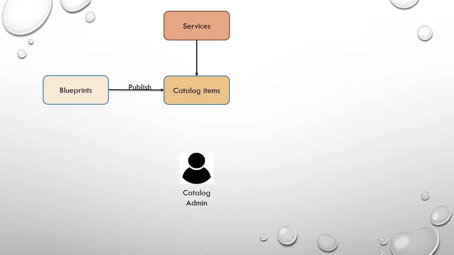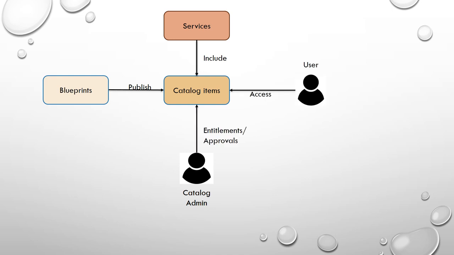The next tenant-wide role is the catalog administrator. When blueprints that were created by the individuals with architect roles are published, they become catalog items. Then it becomes the responsibility of the catalog administrator to manage these catalog items as well as to create services to attach these catalog items to. Catalog admins manage user access to catalog services, items, and actions by using entitlements and approvals.